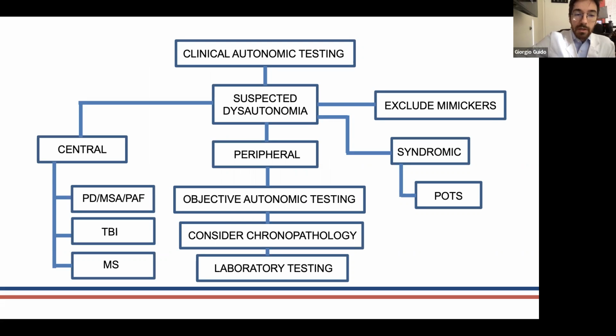So once we know that it's a peripheral cause of dysautonomia, the next thing is to objectify the findings. So we can do objective autonomic testing. And then once we confirm the peripheral etiology of the dysautonomia, we can consider the chronopathology. So we basically use localization first, and then the chronopathology of the disease. So we can get some hints about the etiology, and we do laboratory testing.